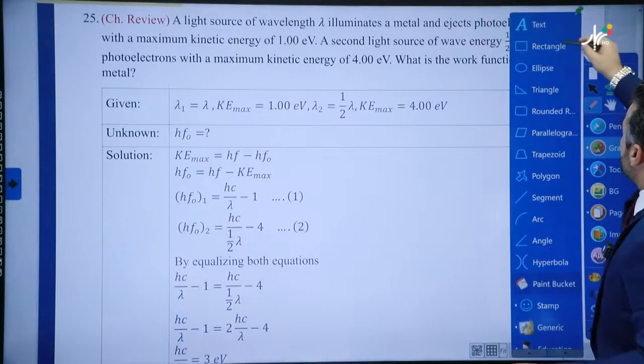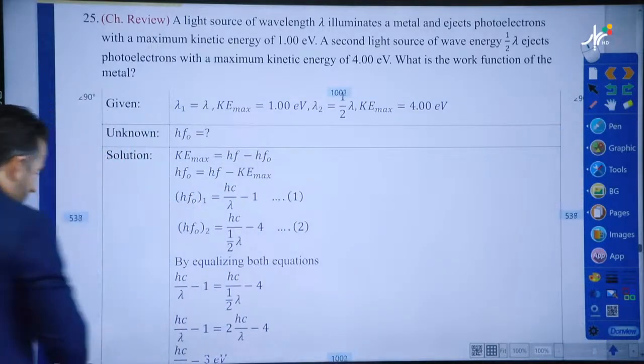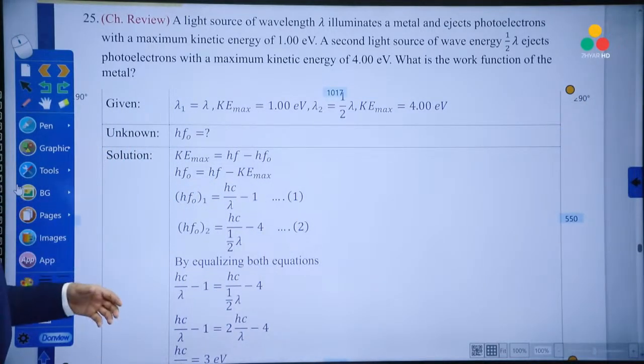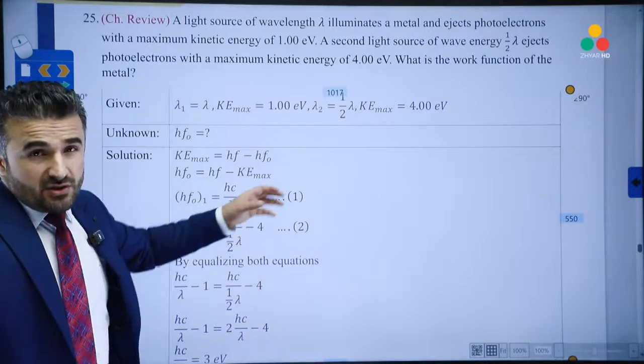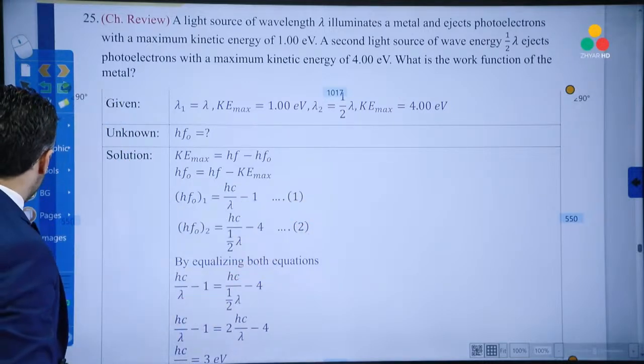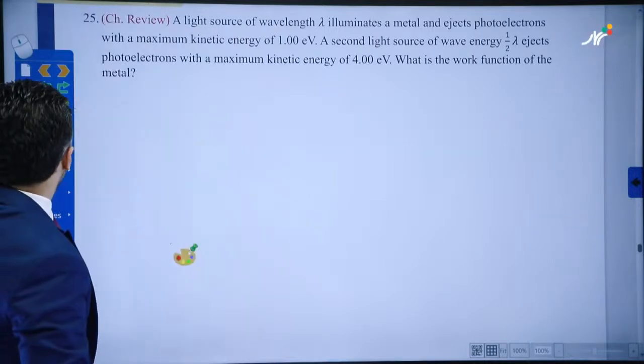Because it is the same material, that means they have the same work function. If that is the case, we will equalize both, let's say, both wavelengths here so that we can find the wavelength. Knowing the wavelength allows us to find the work function for the metal here. Okay, so let's see how we do this, yeah?